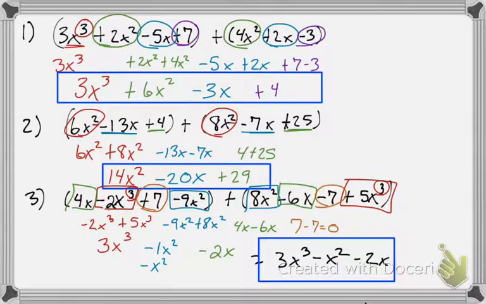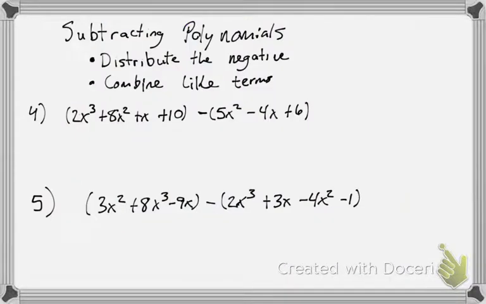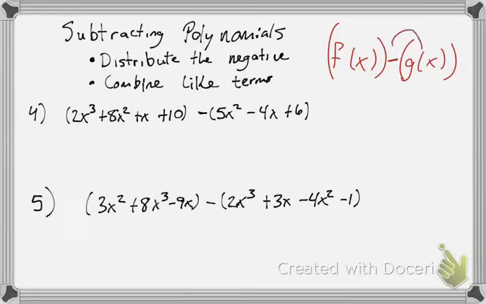Okay, so the next item we have is how do we subtract? With subtracting, it's pretty much the same. You're going to take the negative sign from the middle of the 2 equations when you've got f of x minus g of x, and you're going to distribute into that second equation, and then it's an addition problem. So you're just combining like terms at that point.